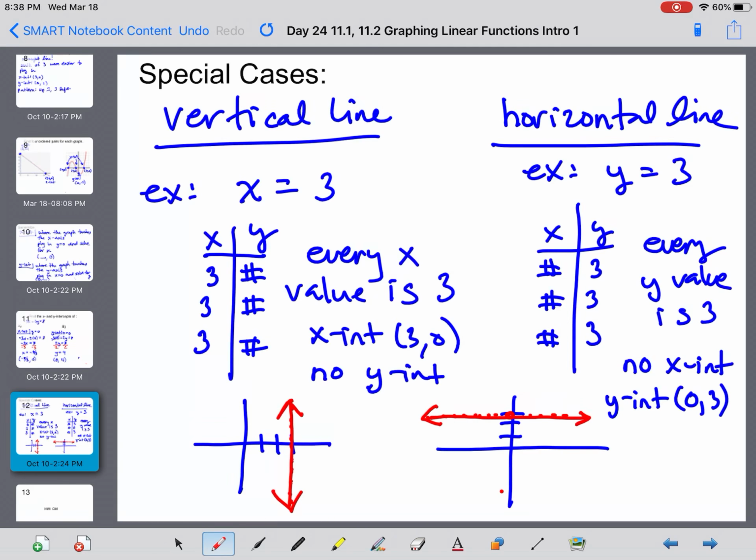A really common misconception is that people think an x equals equation should be parallel to the x-axis, and that's not true. It's because every single x value is 3, and same with the y equals 3. People want it to be parallel to the y-axis, but no, it's every y value is 3, so that's going to yield that horizontal line.